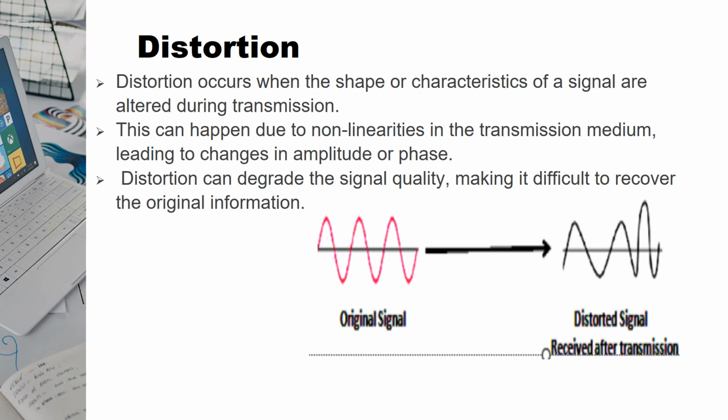Original signal here is red, then this is the distorted signal here in black. So the information on the original is different from that on the distorted signal, right? I can give you an example. A voice may sound garbled or unnatural if the signal is distorted during transmission. So we talk of the change of shape or characteristics of a signal, right, during transmission.